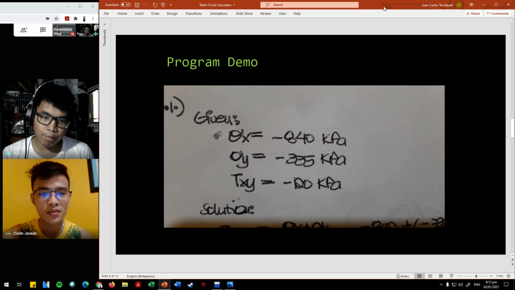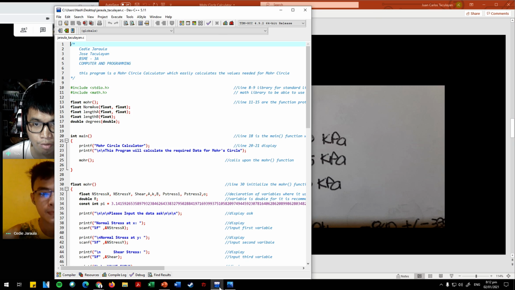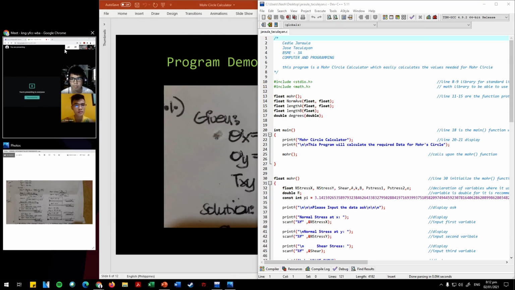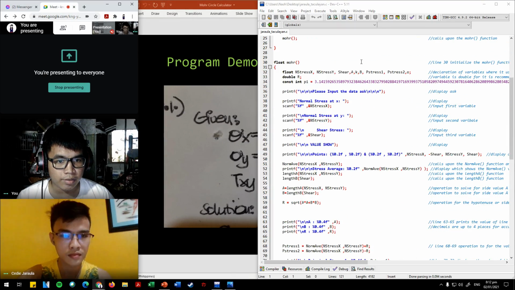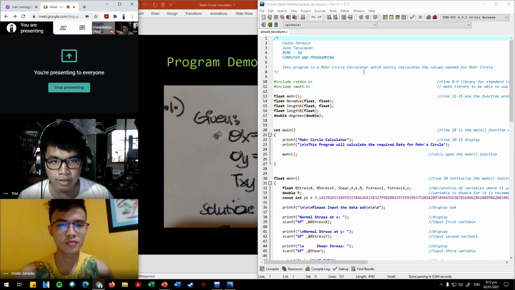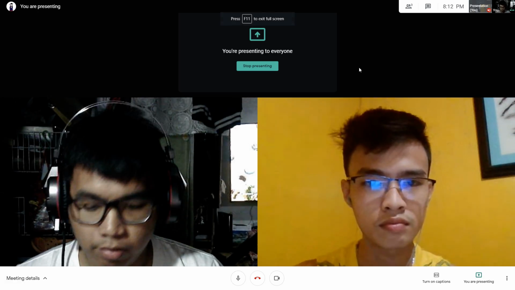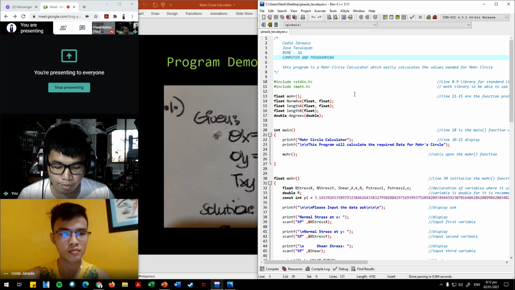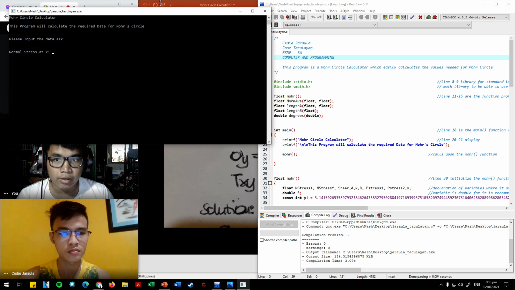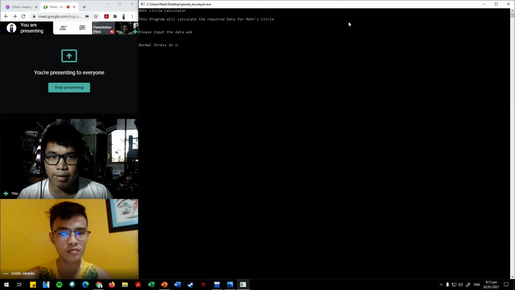We will now proceed to demo the program using these examples and we will compare them to our written solution. We will now run our program, which is this. This is the whole program of our Moore circle calculator. We press F11. It will now compile and show us the program.